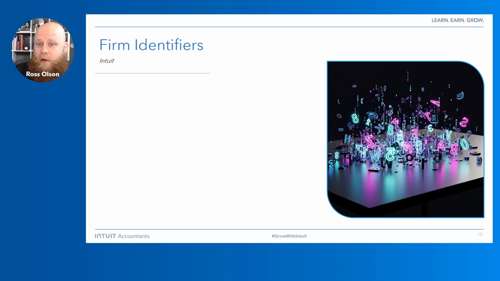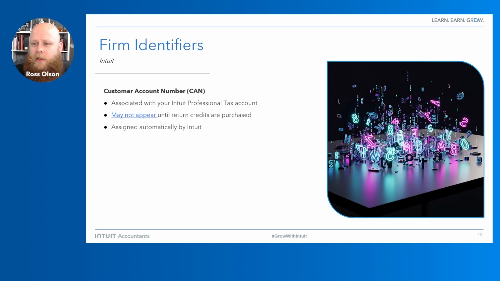And apologies if everyone already has a shared understanding, but it helps to make sure we're all on the same page. So first, customer account number. This is an Intuit firm identifier, this section that we're talking about here. That is your customer account number associated with your Intuit professional tax account. So this is something that is going to be related to your purchase for ProConnect Tax.